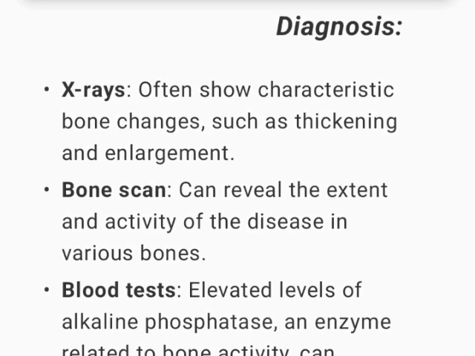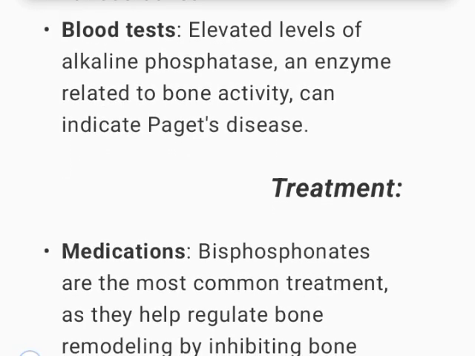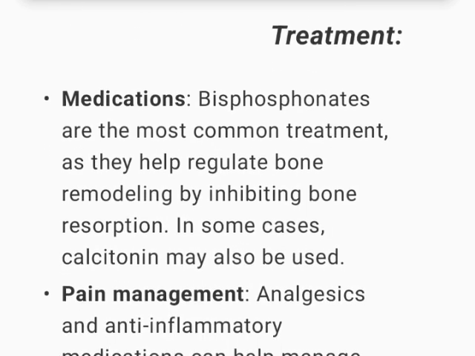Diagnosis: X-rays often show characteristic bone changes, such as thickening and enlargement. Bone scan can reveal the extent and activity of the disease in various bones. Blood tests: elevated levels of alkaline phosphatase, an enzyme related to bone activity, can indicate Paget's disease.